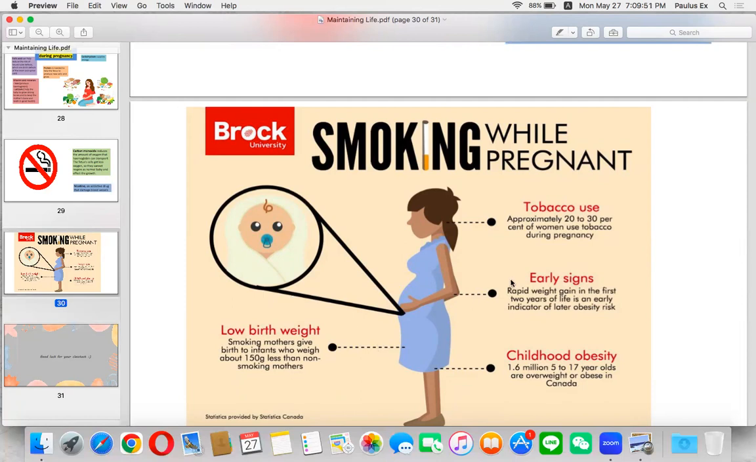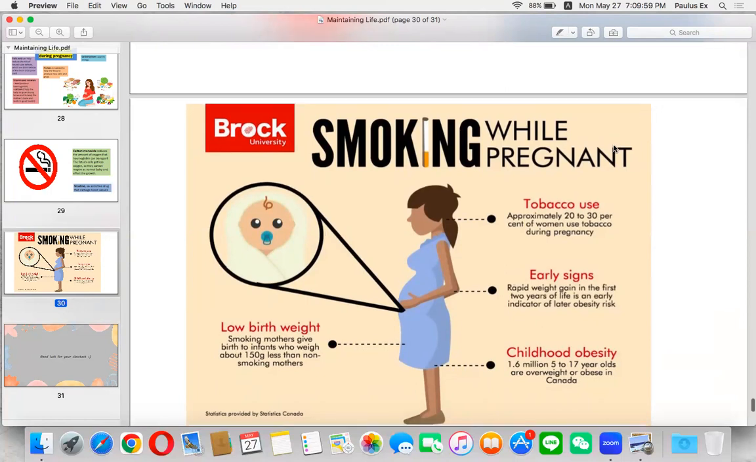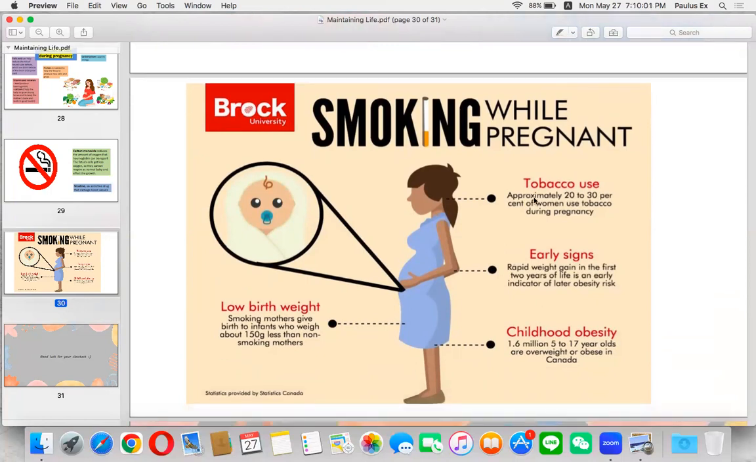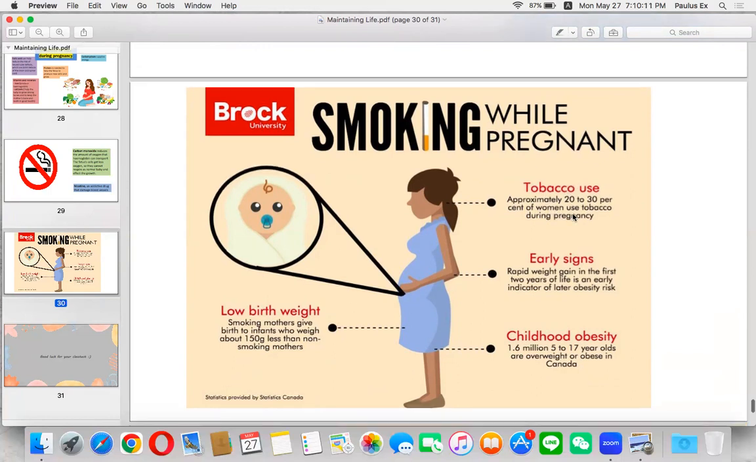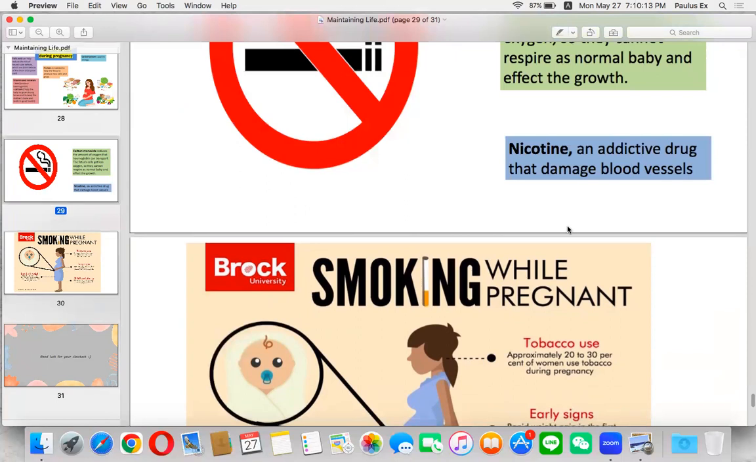Okay, and then tobacco use. Approximately 20 to 30% of women use tobacco during pregnancy. We have to prohibit using tobacco during pregnancy, because tobacco is an addictive drug and can also damage the blood vessels.